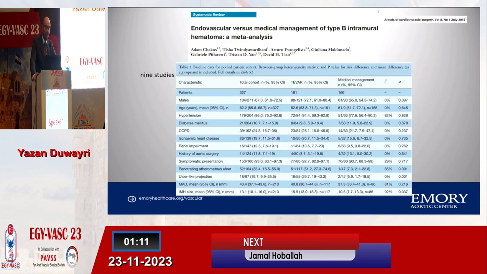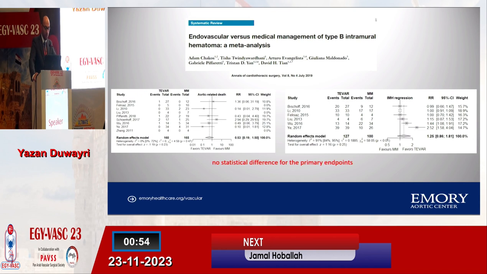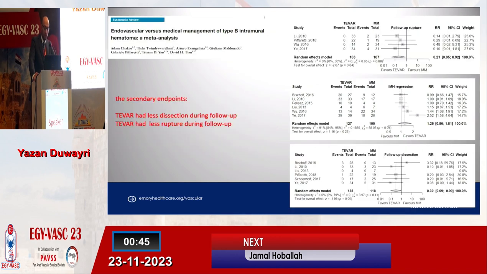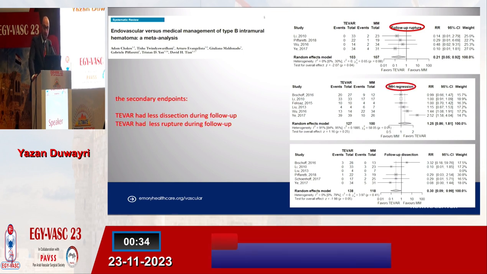This was looked at in multiple studies. This is a meta-analysis looking at 9 studies, with 160 patients in each arm. Patients who underwent TEVAR were more likely to have unfavorable anatomy with a penetrating aortic ulcer or intimal disruption. Those patients, although they had worse presentation initially with TEVAR, had comparable rates of death or IMH regression. But patients with TEVAR, looking at the secondary endpoints, were less likely to have rupture or IMH progression, and less likely to have further dissection in the future.